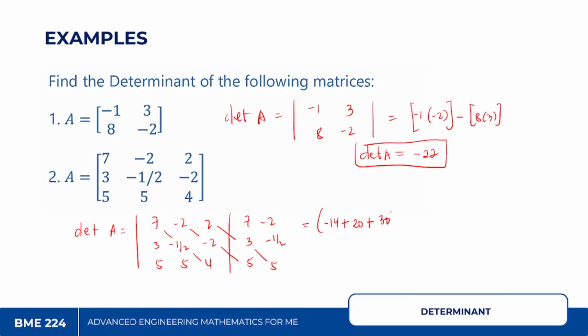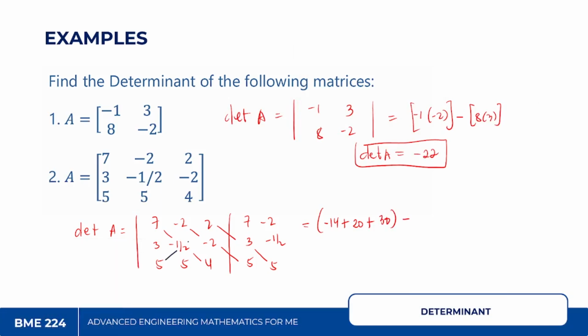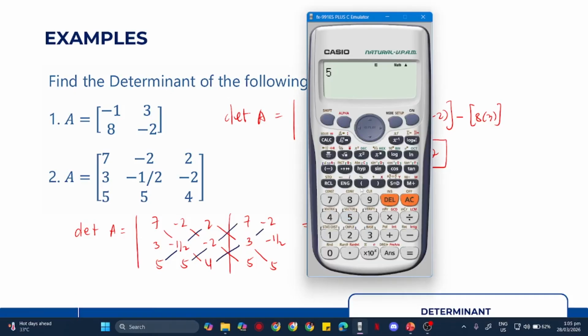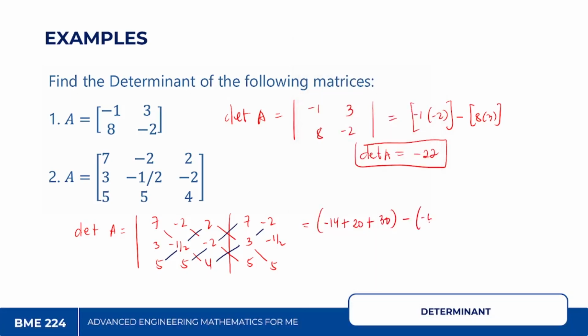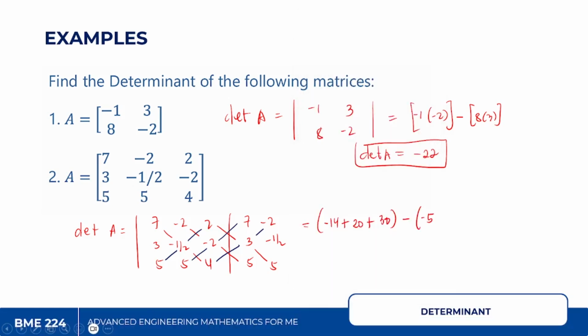Minus, these are the other diagonals. That is equal to, let's start with the one at the bottom, 5 times negative 1 half, negative 0.5, times 2. That is negative 5. And then, this one, 5 times negative 2 times 7, and that is equal to negative 70.